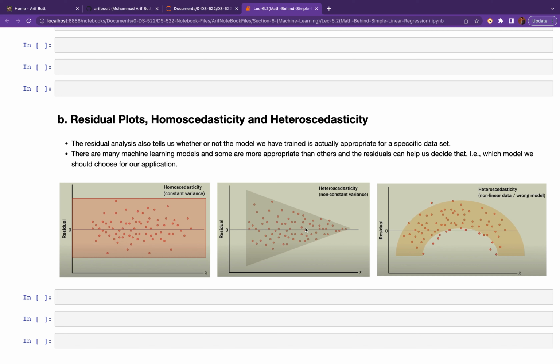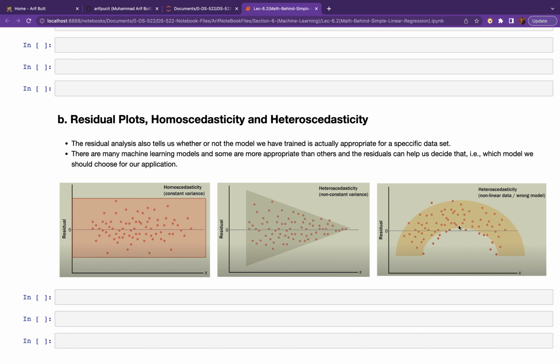In this middle scatter plot, you can see the residuals are much more spread out on the left as compared to the right, making a kind of cone. So the error is large on the left as compared to the error on the right. So there exists a non-constant variance, and a technical term used for this is heteroscedasticity.